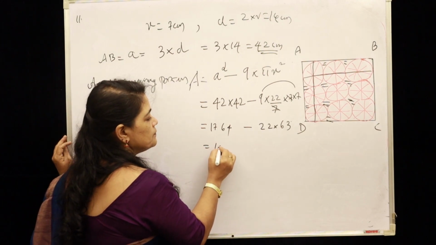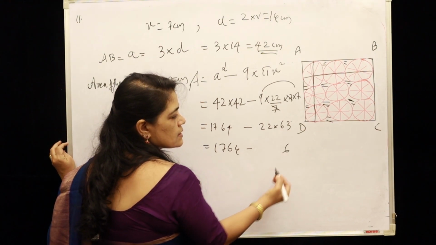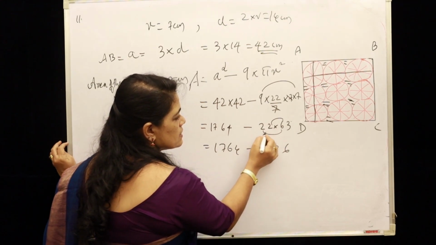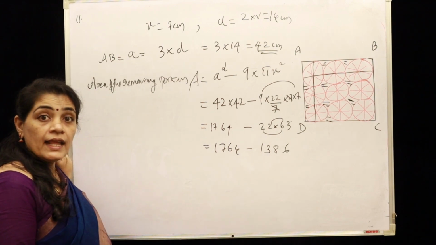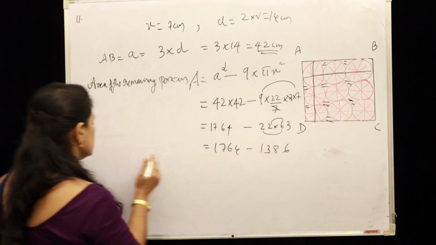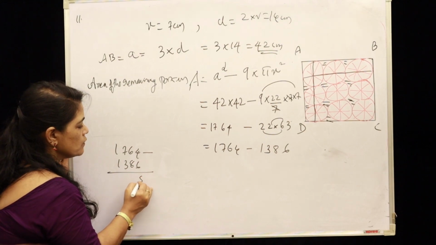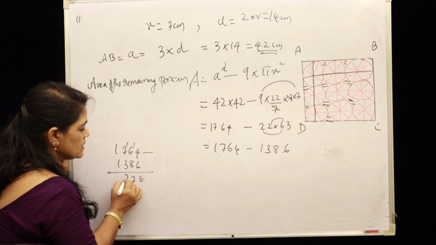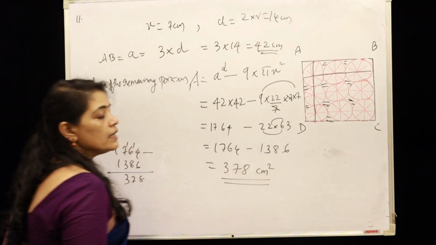1764 minus 1386. Subtracting, 1764 minus 1386: 8 on borrowing, then 5, 7, then 6, that is 378 centimeter square. This is the area of the remaining portion.